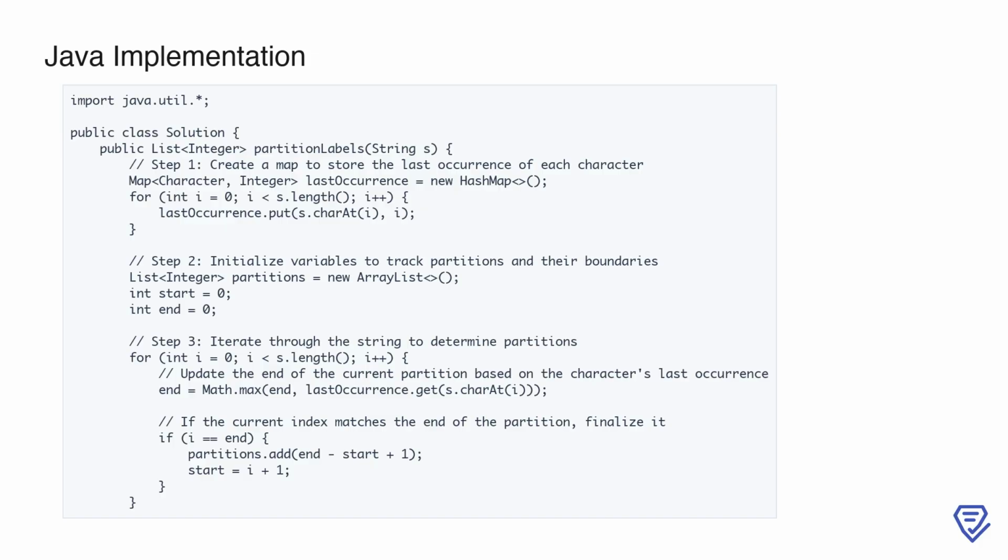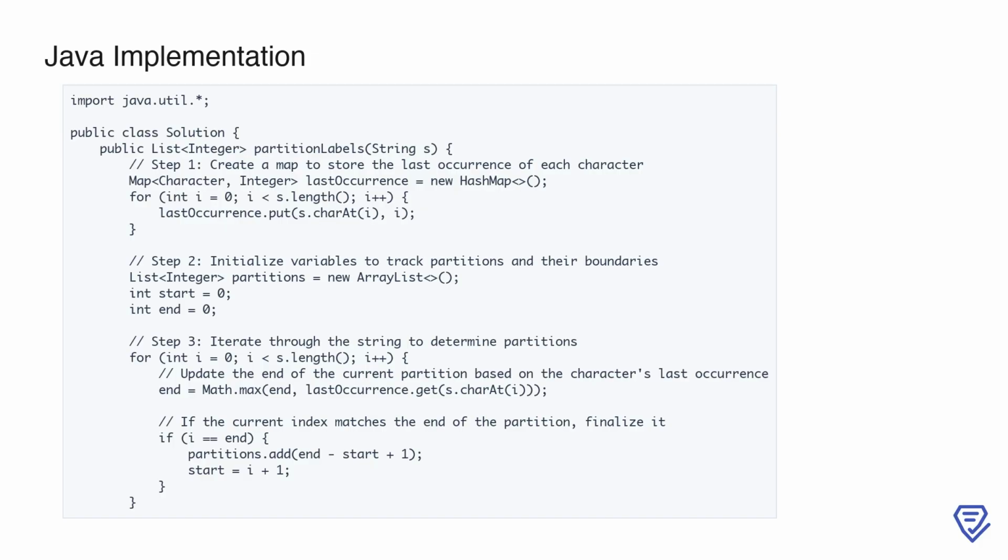To implement the solution in Java, we start by creating a map to store the last occurrence of each character in the string. This will help us determine the boundaries of each partition. Using a hash map, we iterate through the string and map each character to its last index. Next, we initialize variables to track the partitions. The partitions list will store the sizes of the partitions, while start and end define the current partition's boundaries.